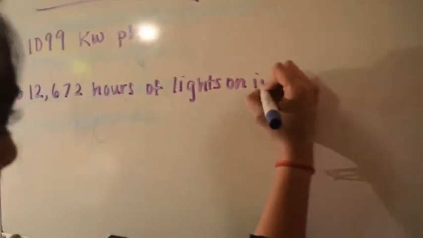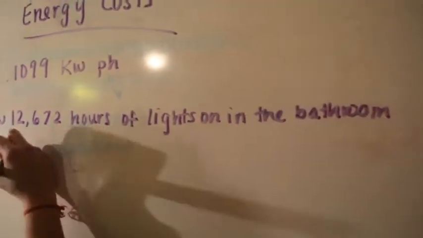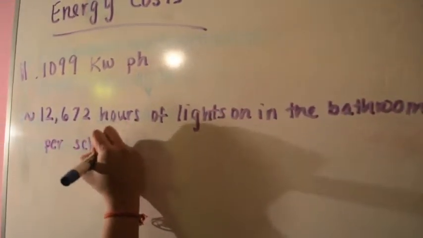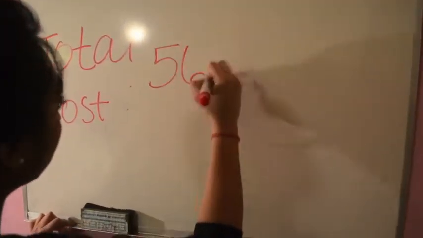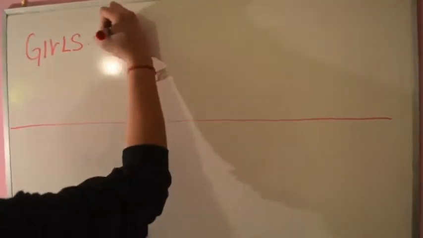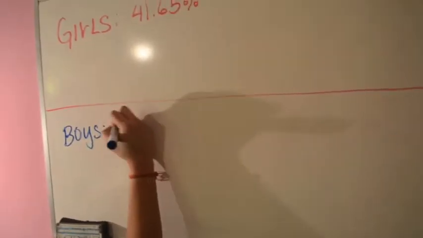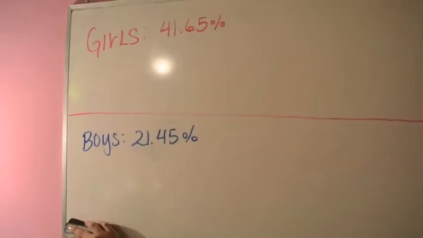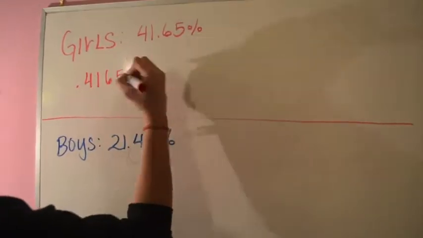With our calculations using the model developed from the raw data, there are about 12,672 hours of lights being on in the bathroom during the school year without use, which accumulates to a whopping $560 wasted a year. To calculate an approximate amount of time and money saved, we took a 30-second shut-off time. The girls' bathroom is used 41.65% of the regular time, and the guys' is used 21.45% of the time that the lights are on with the regular lights.